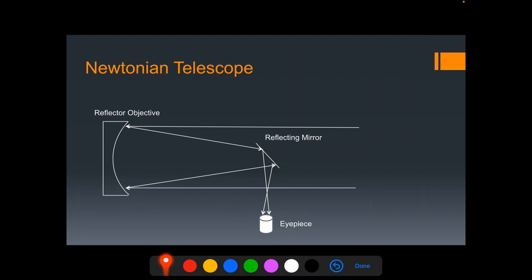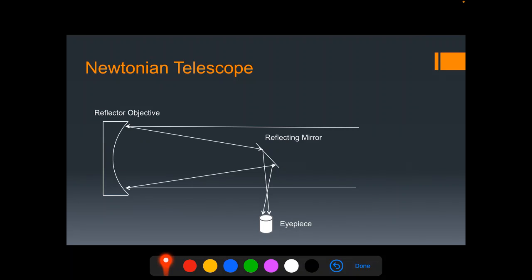Now, the Newtonian telescope is overcoming one drawback, but it has its own drawback, and that is to balance the telescope. See, this is the telescope. Now all these instruments are fitted inside one tube. Getting it?